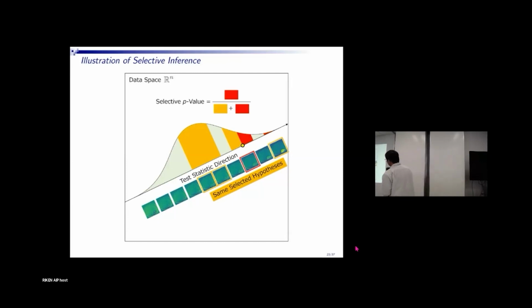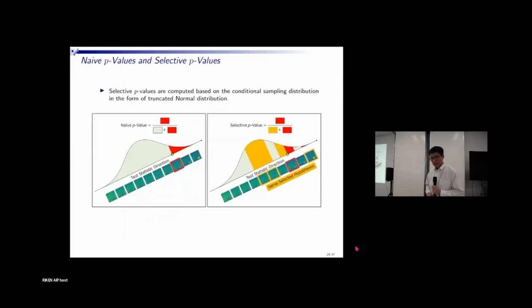So we don't consider the case where different hypotheses are selected. By doing that, we can forget about the multiple testing issue or selection bias issue. So these are the differences between the ordinary p-values and the selective p-values. If we can compute this, then we can compute the exact p-value, even when that hypothesis is selected from the neural network.